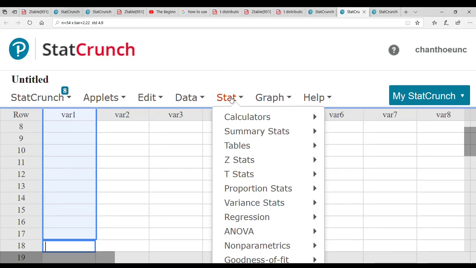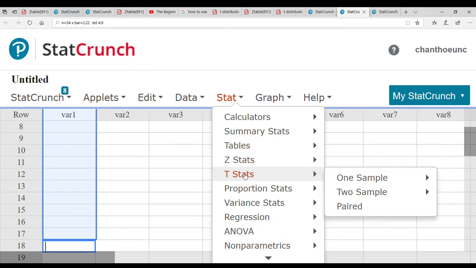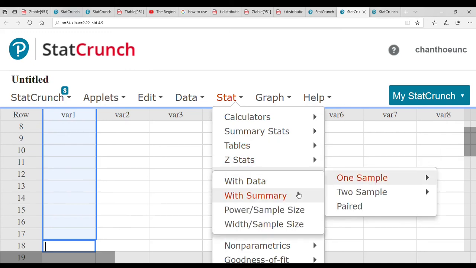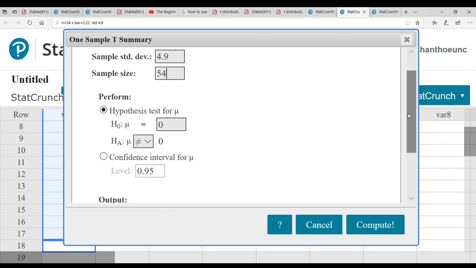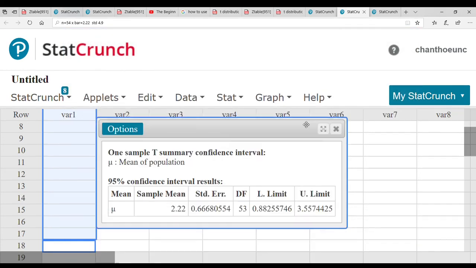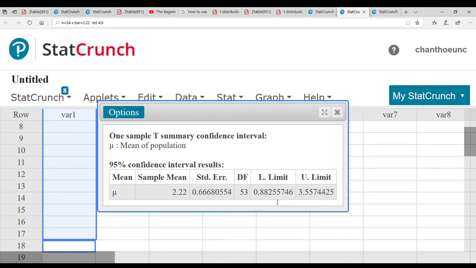StatCrunch, go to Stat, T-Stat, one sample with summary. The sample mean is 22.2. The standard deviation is 4.9, and the sample size is 54. We want to construct a 95% confidence interval and compute. So our lower limit is given here, and our upper limit is here.